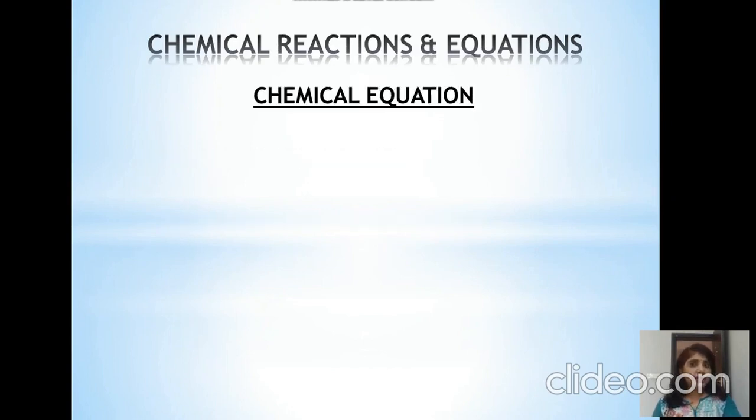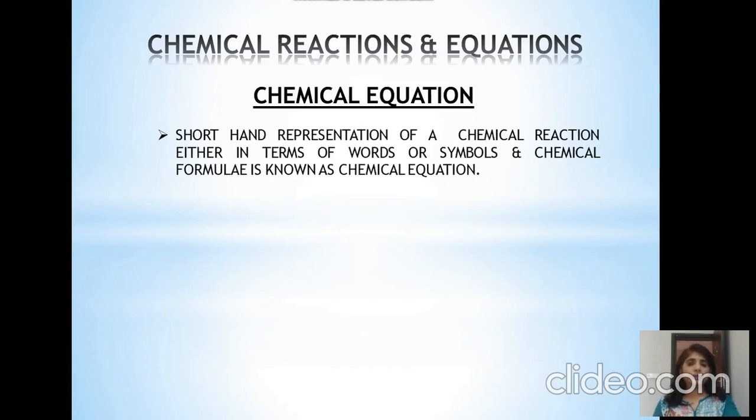Now what's a chemical equation? Chemical equation is a shorthand representation of a chemical process, either in terms of words or symbols and chemical formula of the substances. Now in terms of words, what? Names of compounds or elements are written, and in terms of symbols and chemical formula, what? Instead of names, we are writing the symbols for elements and chemical formula for compounds.